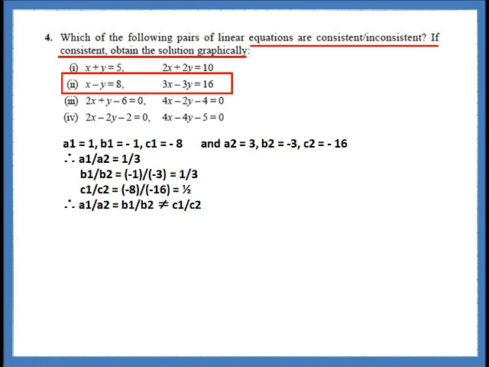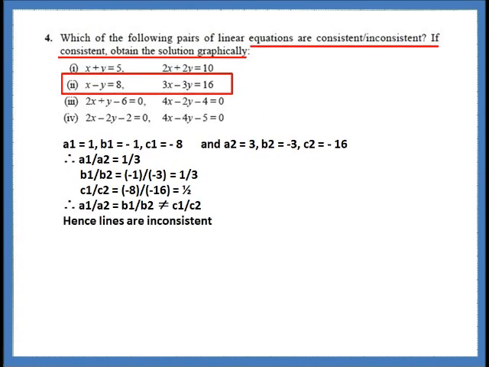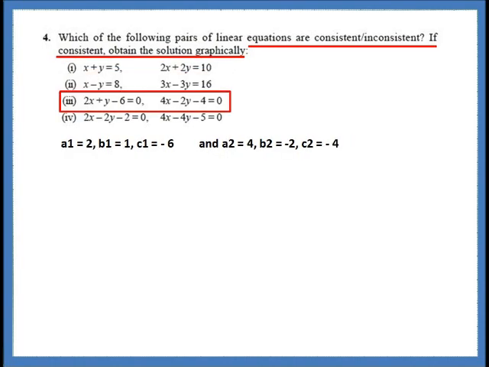Therefore, A2 is equal to B1 upon B2 but not equal to C1 upon C2. Hence, lines are inconsistent.